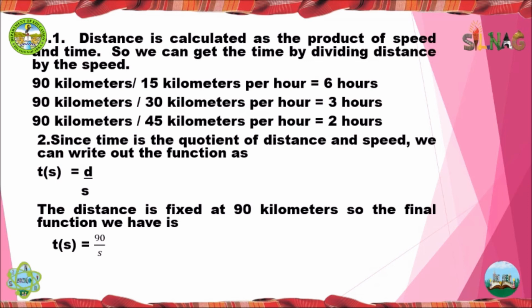Since time is the quotient of distance and speed, we can write out the function as t of x is equal to d over s. The distance is fixed at 90 kilometers, so the final function we have is t of x is equal to 90 over s.